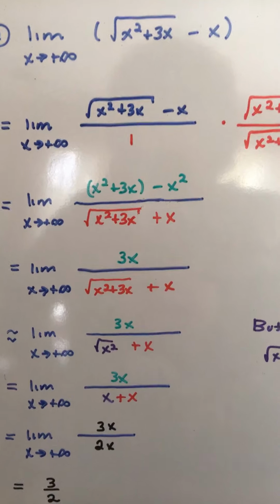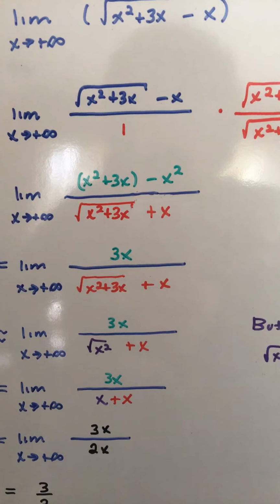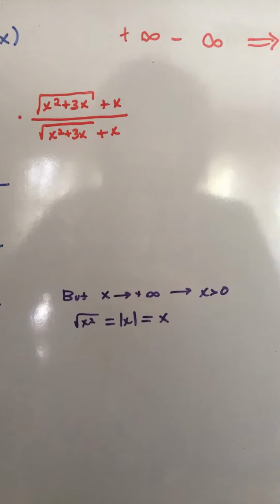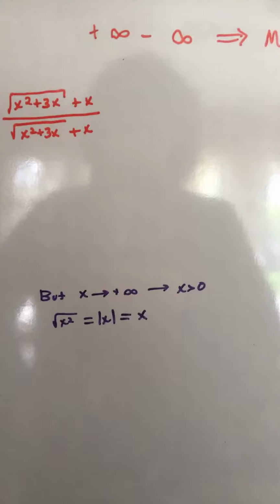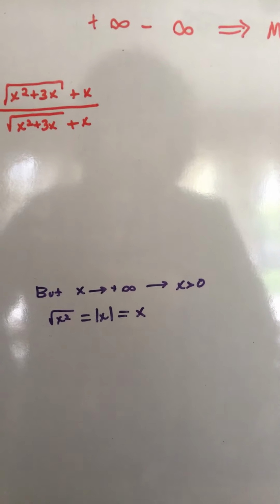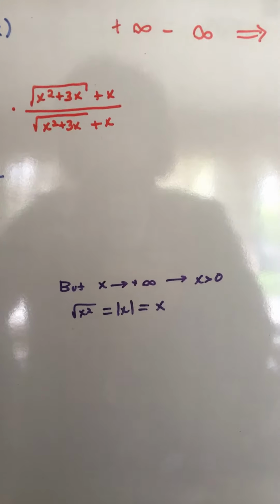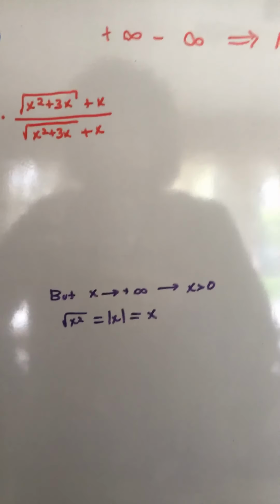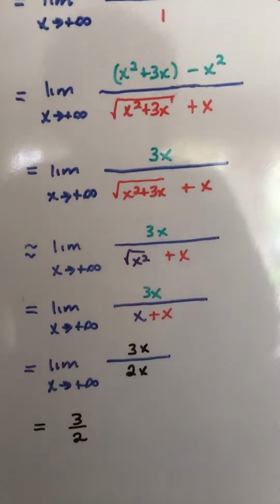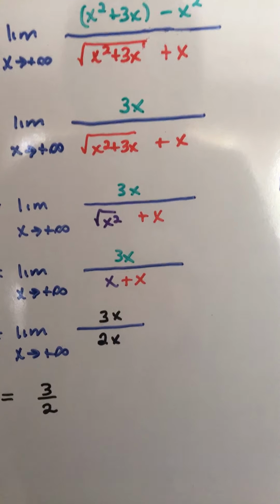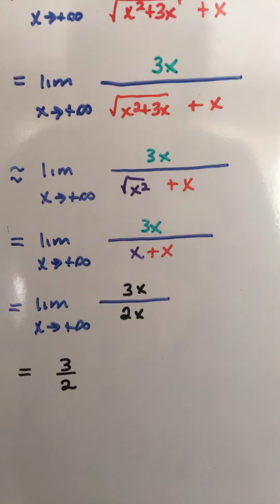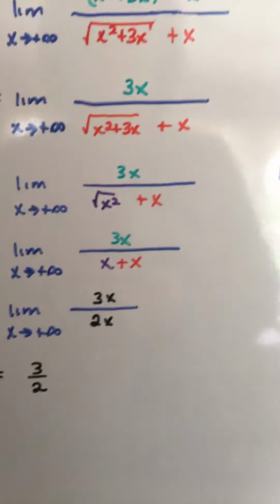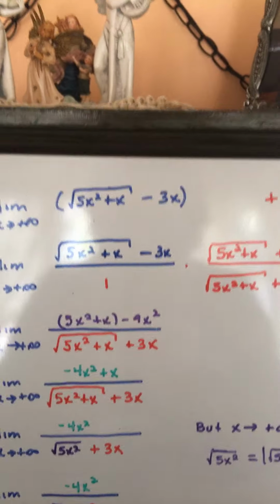The square root of x squared plus 3x, the highest degree, would be the square root of x squared. But x is going to positive infinity, so x is greater than 0. So once again, the square root of x squared, which is the absolute value of x, will be the same as x. But now x plus x is 2x. But look, the x's cancel, and I'm left with 3 halves. So my limit is simply a positive number. Now, I could have made it a negative number, folks, but I chose just to go positive.